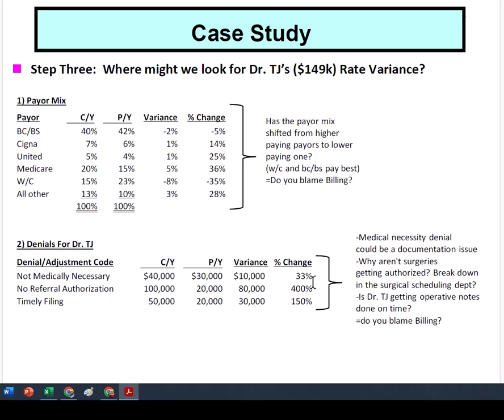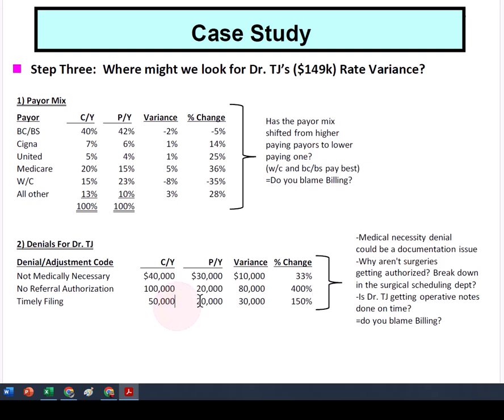This is one of the reasons the light bulb went off. We had a spine surgeon who literally lost $250,000 in revenue because the amorphous surgical scheduling authorization department dropped the ball.